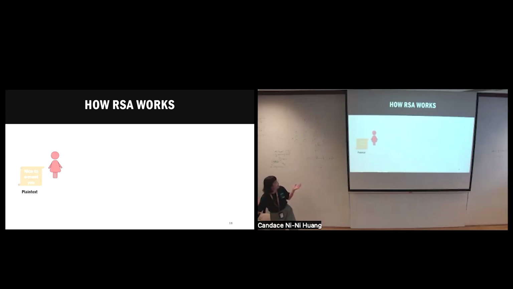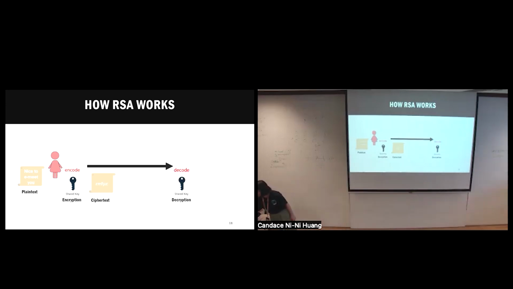First, we have Alice. Now Alice wants to say, okay, nice to meet you, and she wants to send it to Bob secretly because she doesn't want anyone to know. So you can encode it with some key, and after that you get something that doesn't make any sense. No one will know if you don't have the key. Then you transfer it to Bob and Bob can decode.